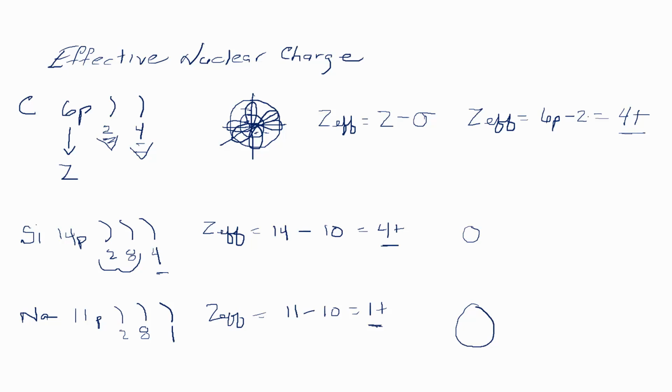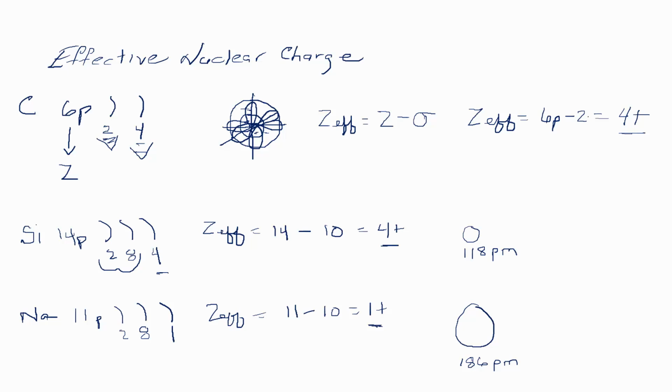And if we look at this, silicon is about 118 picometers, and sodium is 186 picometers.